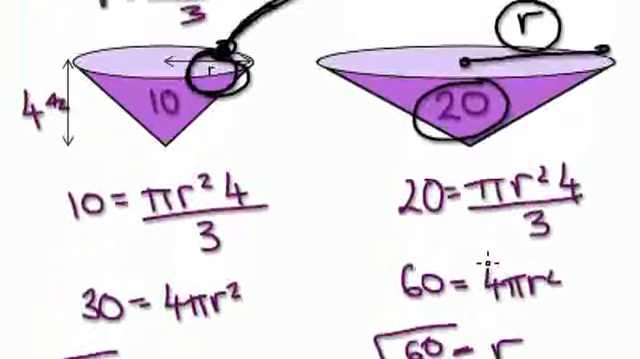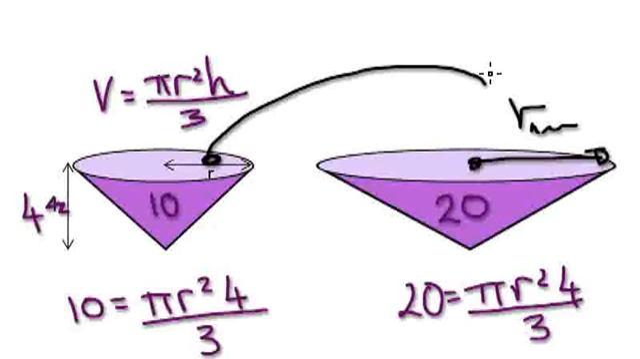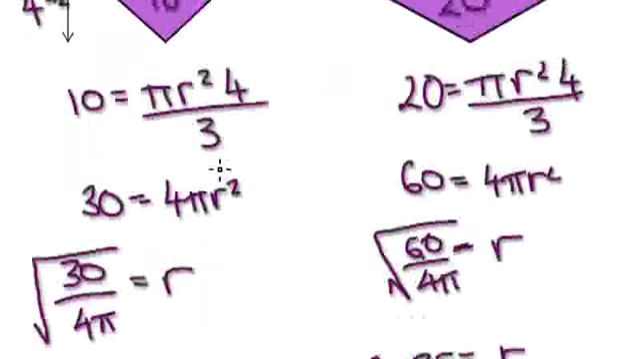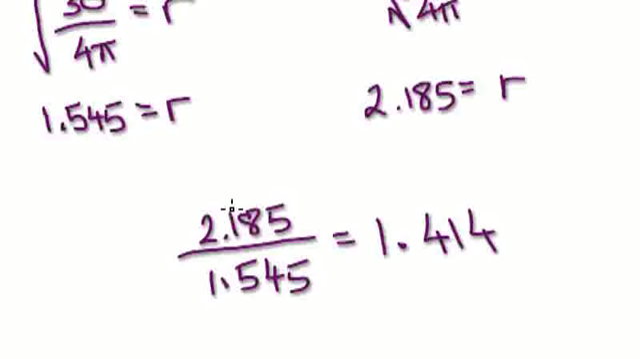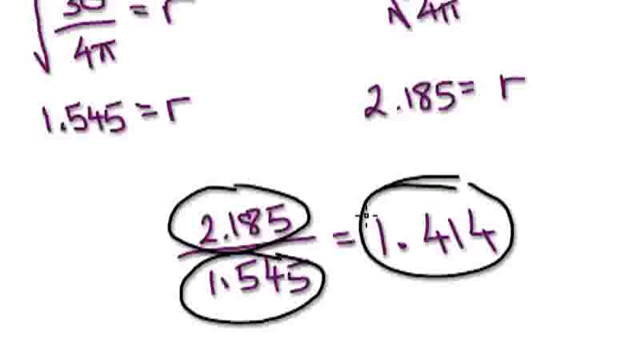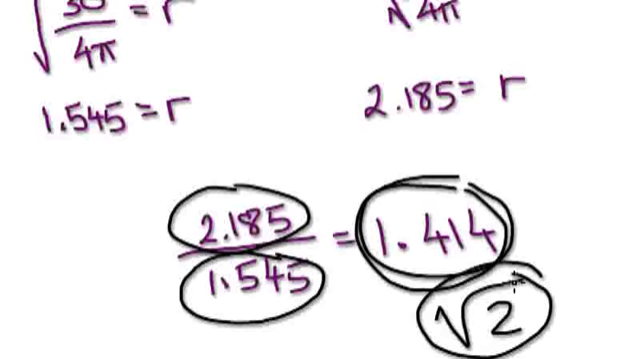What I'm trying to say is that once you've got this new radius, from here you want to find out what number takes you from the old radius to the new one. So you get the new radius divided by the old radius, and that's what we've done down here, and it gives you this. Now this number here is actually root 2. So it does tally up with what we worked out earlier.